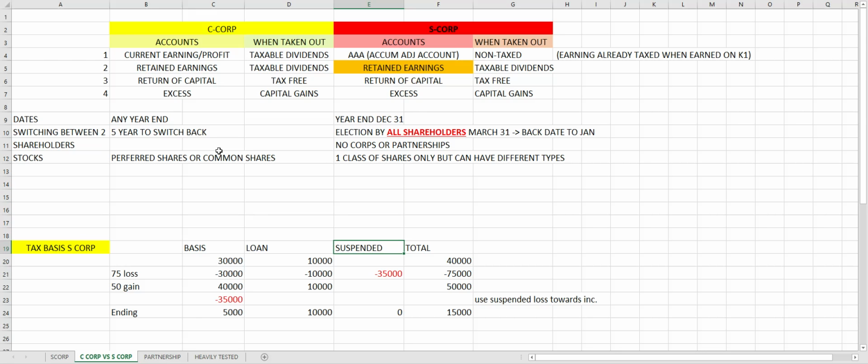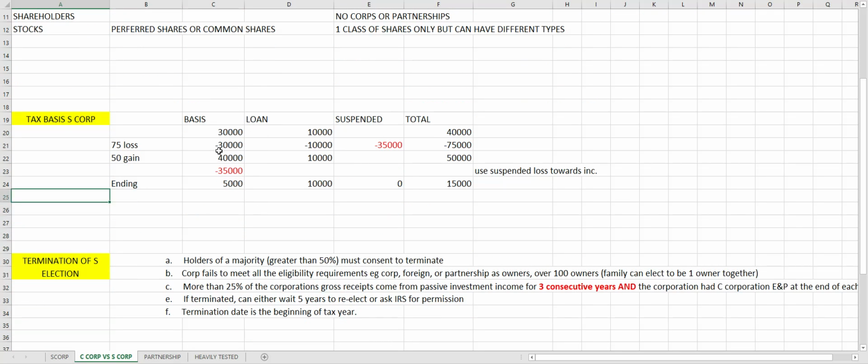Now, when it comes to a tax basis in a corporation, in this example there was a basis of 30,000. There was also a loan of 10,000, and this was for year one. Then in year two, there was a loss of 75,000. So we take off the basis, which goes to negative 30,000. We take off the loan, and then the rest of it goes into a suspended account. And now you see the total here is negative 75,000.